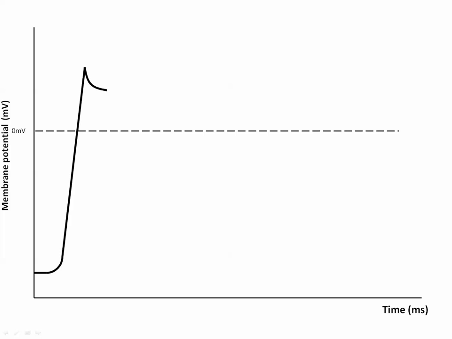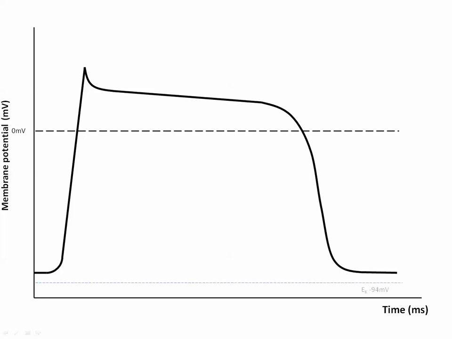So this response is produced by changes in conductance across the cardiac cell membrane of three principal ions. Firstly is potassium, and sodium, and calcium. And the lines drawn in here are just representing the equilibrium potential of each of these ions.